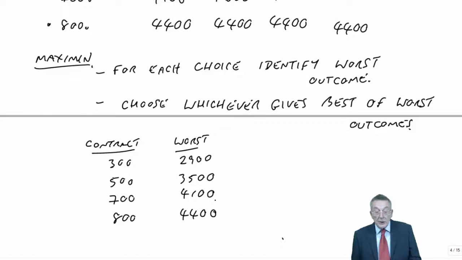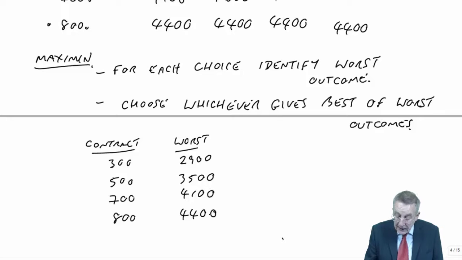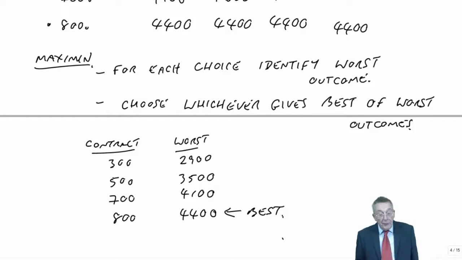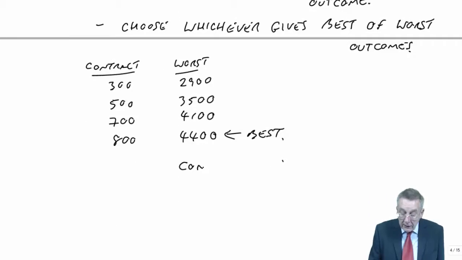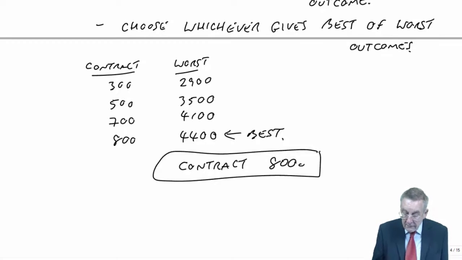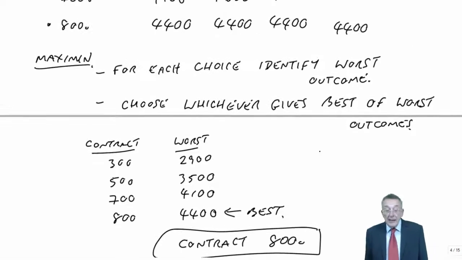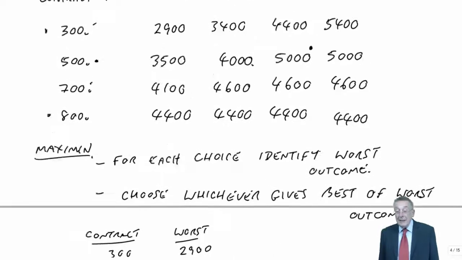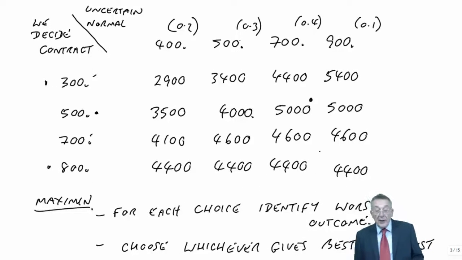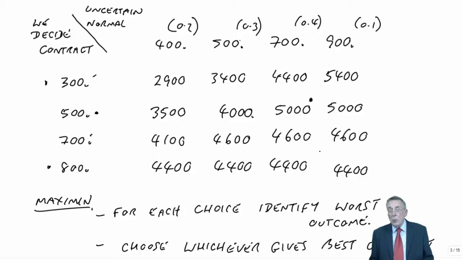And with a Maximin approach, we take whichever action gives the highest, the best of the worst outcomes. So the best of those, the highest, is 4,400. And therefore, the decision, we'd contract to sell 800. I gave the logic before, but let me repeat it. By contracting 800, you're guaranteed to get at least 4,400. You can't possibly do any worse. You've lost the chance of doing better.